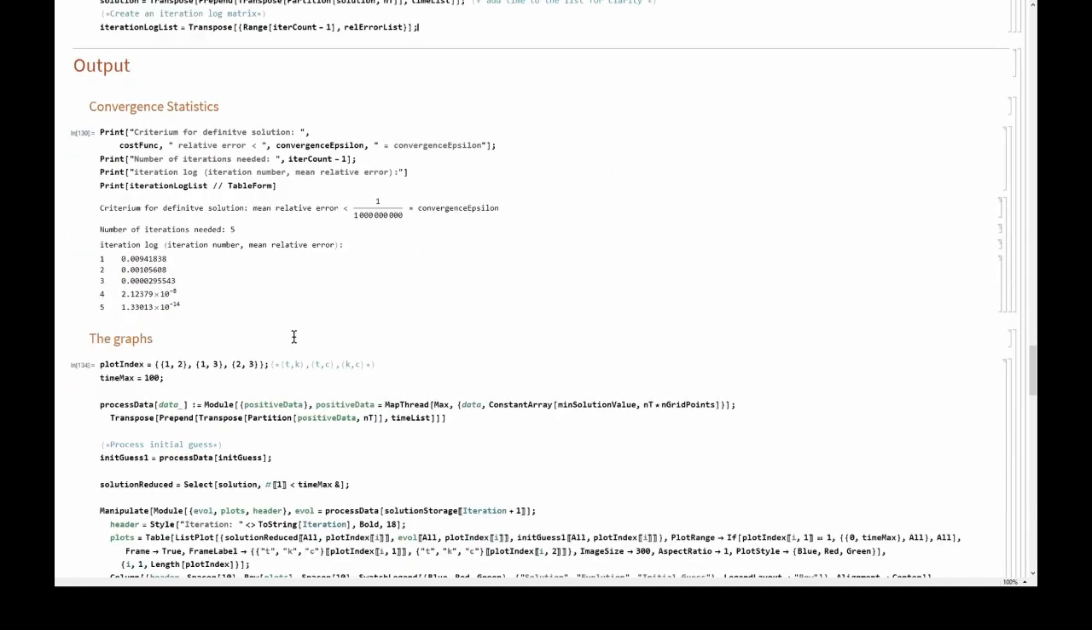And if you want to have a look at the output, we can see, okay, the criterion for a definitive solution is the mean relative error is smaller than 1 over, what's that, a billion. And we set this 1 over a billion to the convergence epsilon. And it says, okay, well, this is our convergence criterion. We needed 5 iterations to meet this.